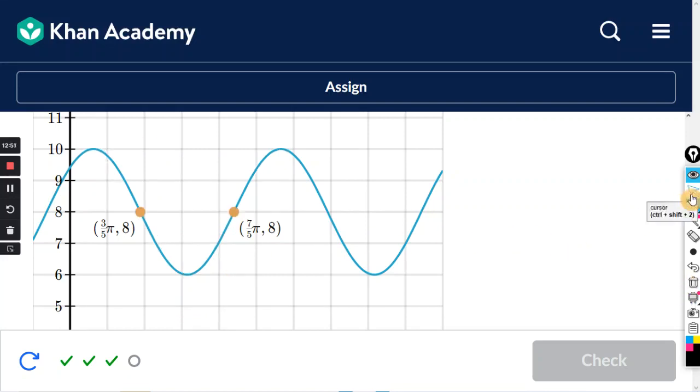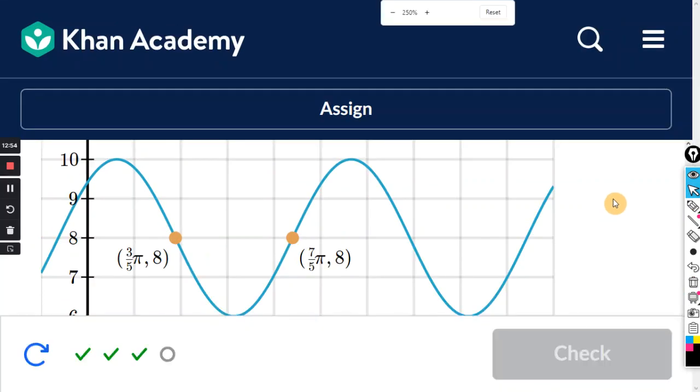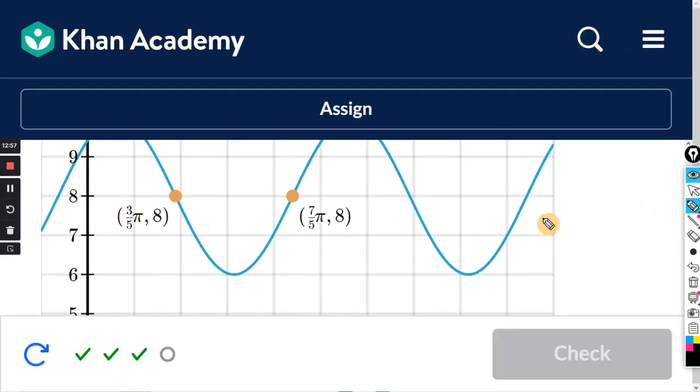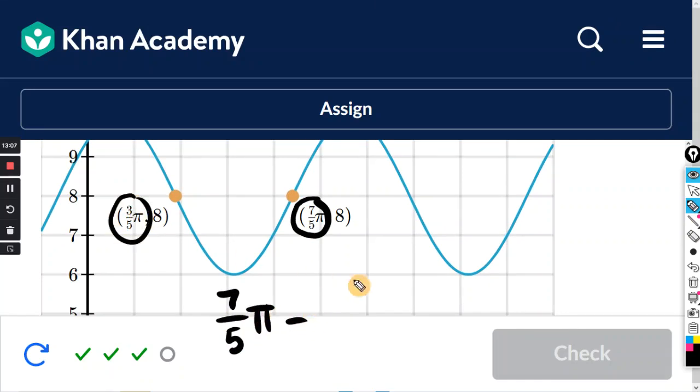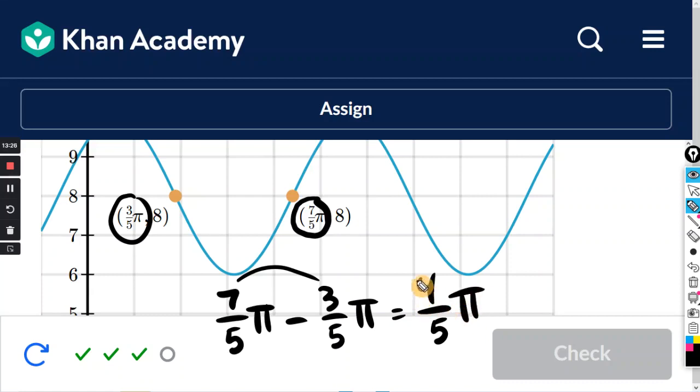All right, so let's see. We're looking at x coordinates. All right, so 7/5 pi minus 3/5 pi. Okay, I put the bigger number first, so I don't need absolute value. We have a common denominator. 7 minus 3 is 4. The common denominator is 5, and we still have pi. Now, we said this was half, so we have to multiply this by 2.